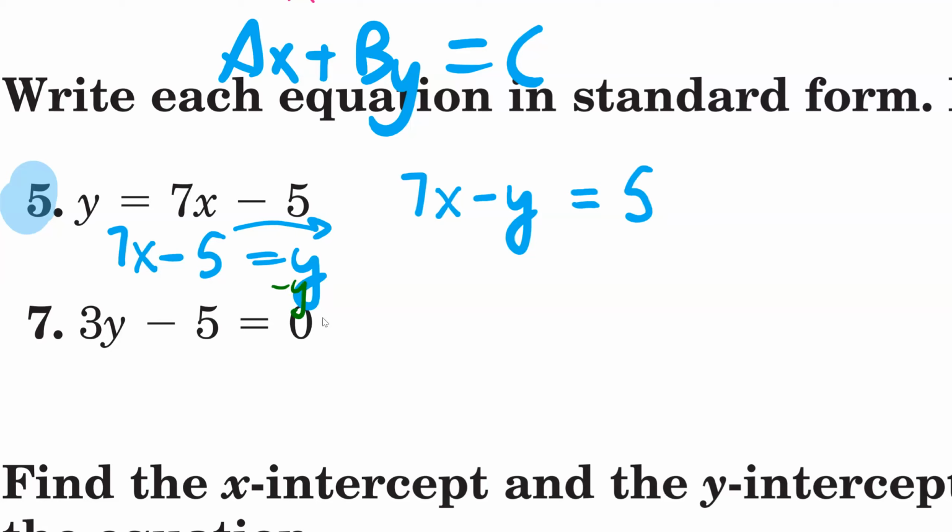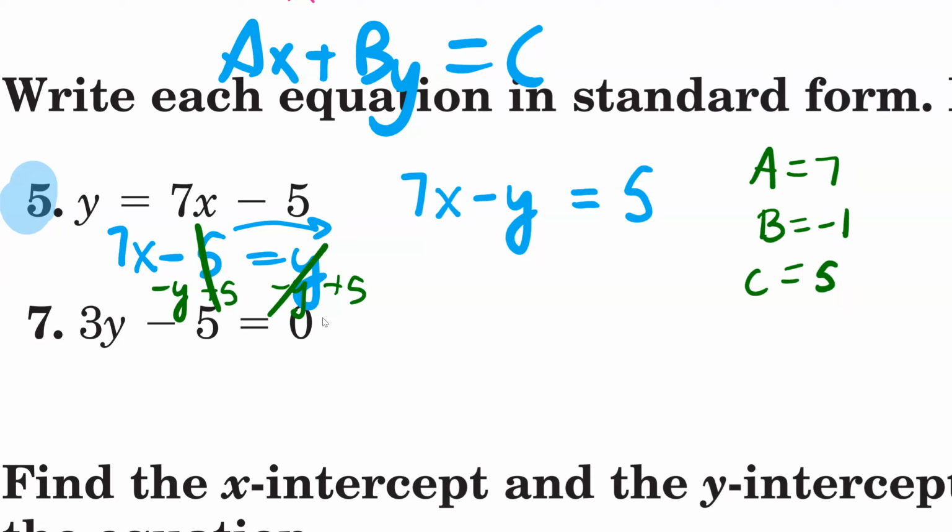So I subtract y on both sides and add 5 on both sides. The y's go away, the 5's go away. I'll be left with 7x minus y equals 5. And then it says you have to identify A, B, and C. So A was 7, B was -1, and C was 5.